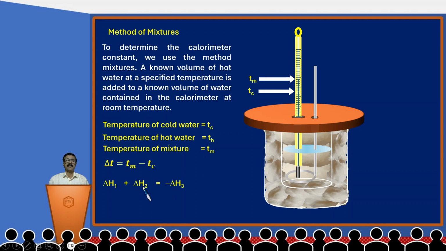Therefore, we write delta H1 plus delta H2 is equal to minus delta H3, where delta H1 is the enthalpy change or heat change for calorimeter, stirrer and thermometer. Delta H2 is the enthalpy change of cold water. Delta H3 is the enthalpy change of hot water. And delta H3 is negative because heat is lost by the hot water.